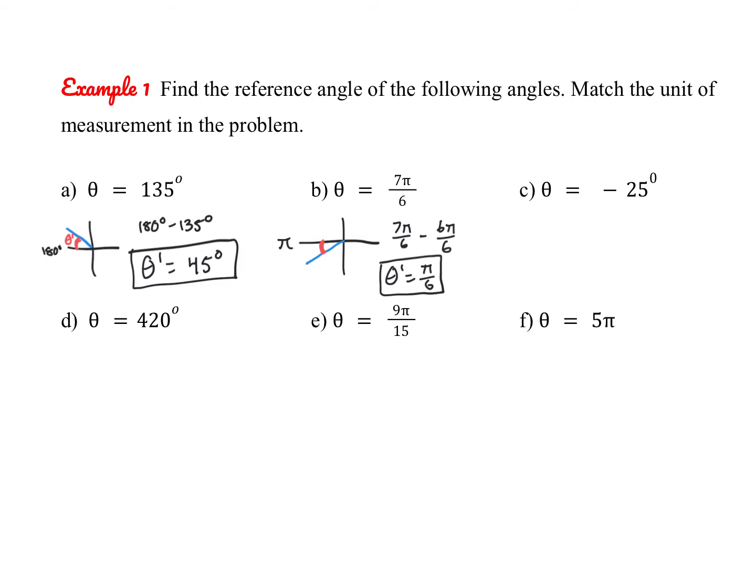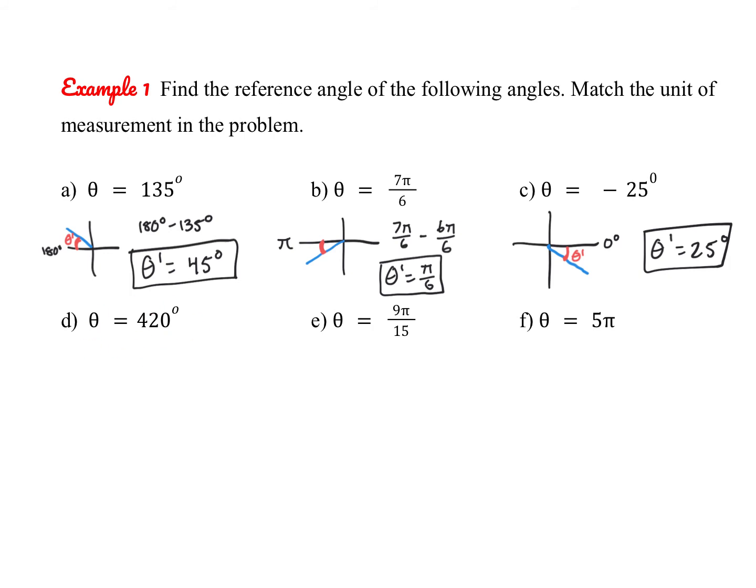All right, let's look at part C. We have negative 25 degrees. So remember, when we're moving in the negative direction, we go clockwise. So negative 25 degrees is here in quadrant 4. And our reference angle will be this distance. So actually, our closest x-axis would just be 0 degrees. So the distance between negative 25 and 0 is just 25 degrees. Again, our reference angle should always be a positive angle between 0 and 90 degrees.